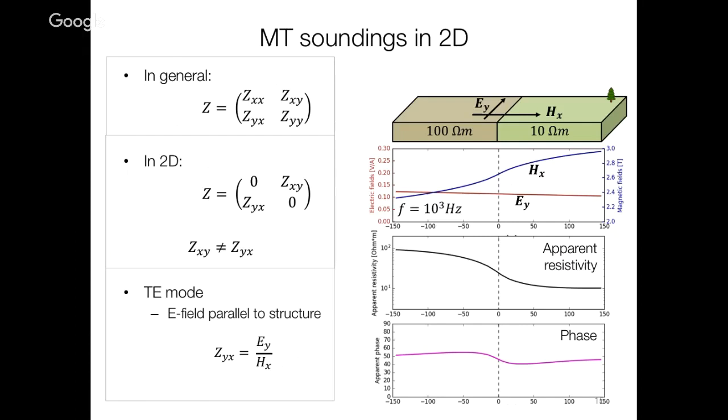The general impedance tensor looks like that, but in 2D, the diagonal elements are still 0, but the off-diagonal elements are not equal to each other. And so there's actually 2 modes. There's one in which the electric field is parallel to the structure. So imagine this case here. The electric field is in this direction, and the Y magnetic field is in that direction.